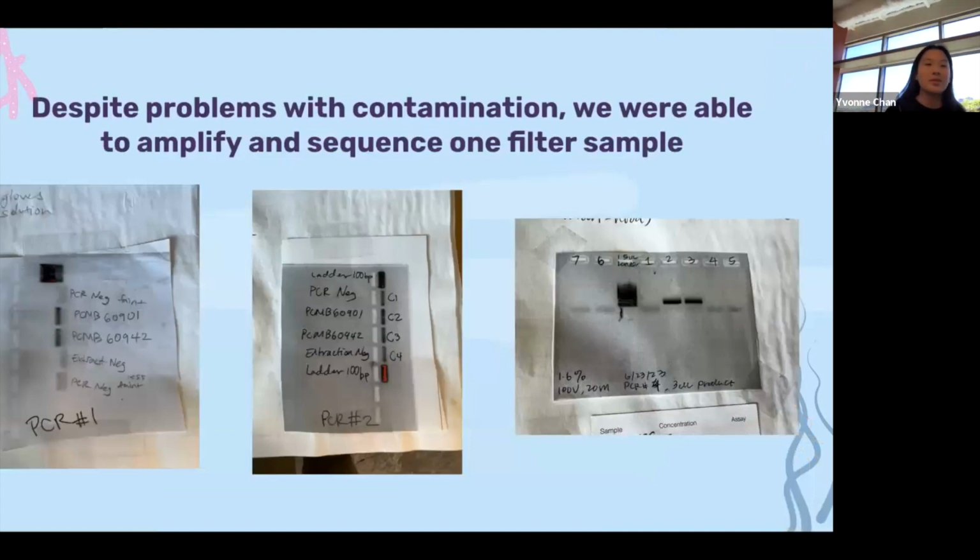So despite problems with contamination, we were able to amplify and sequence one filter sample. So you can see it's labeled PCR number 1. We can see we have some contamination of our PCR negatives, which is not too good. So we decided to do it again, and you can see in PCR number 2, we had worse contamination, which is not great. But eventually in PCR number 4, our PCR negative was in ladder 1. And as you can see, it isn't distinctly dark like the rest of our ladder or our samples 2 and 3.